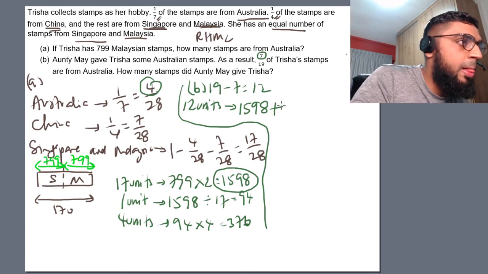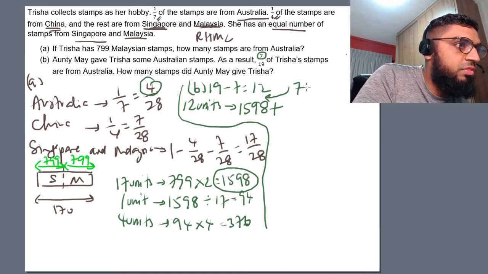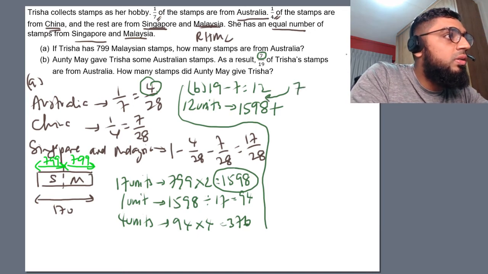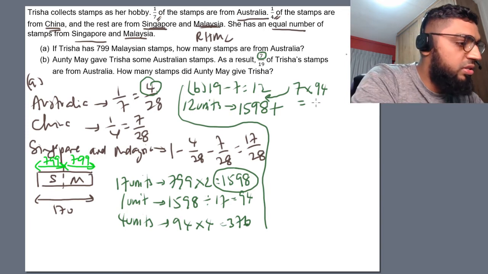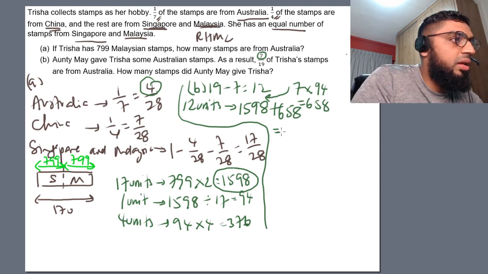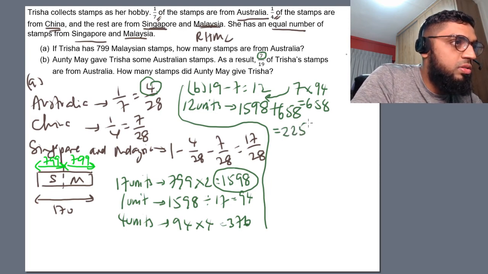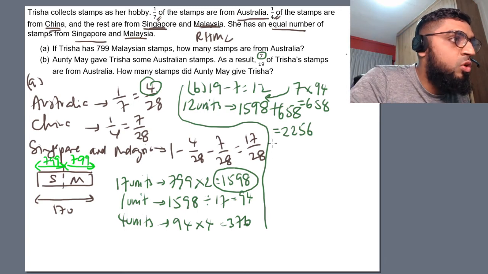So how do I find that? Before this step you can insert another step to find the number of China stamps, which is 7 units. Initially we had 94 for 1 unit, so China stamps will be 7 times 94, which is 658. I add that to the Singapore and Malaysia stamps and I get an answer of 2256 stamps. So these 2256 stamps represent 12 units, so I can find the value of 1 unit now.